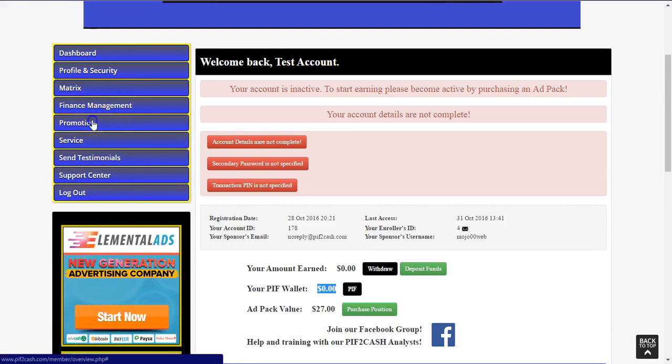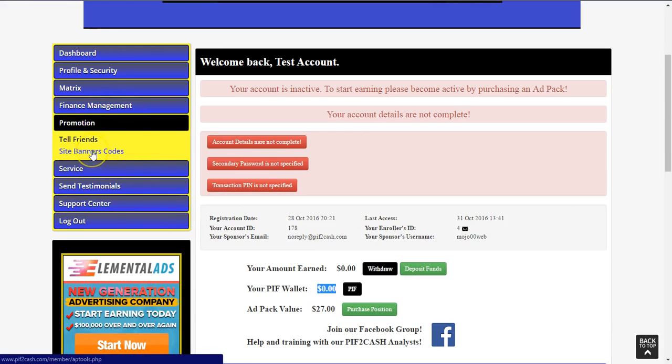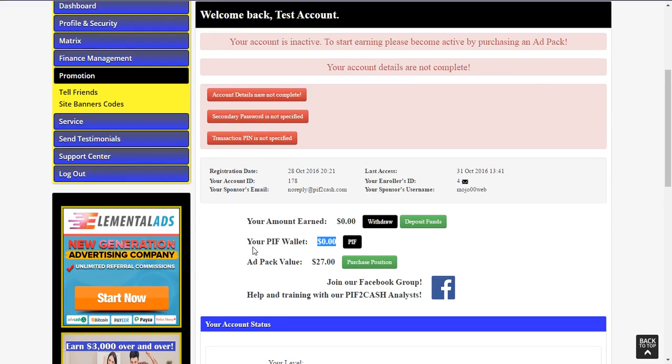Okay, down here we've got promotion, tell friends, and site banner codes. Obviously, we have banners in the back office that you can use to promote. Tell friends is an email system that we have set up. This is probably one of the main reasons why some people do not get our verification email. This is a bulk sender system, and a lot of email providers understand bulk sender systems and don't let them go through because they look at that as a possible spam action. So that is why some people don't get verifications when they need them. Just to let you know, that's the process.